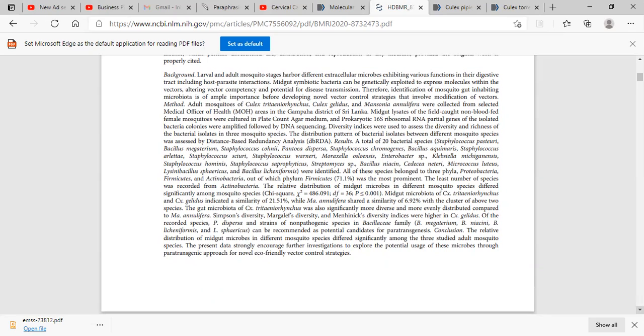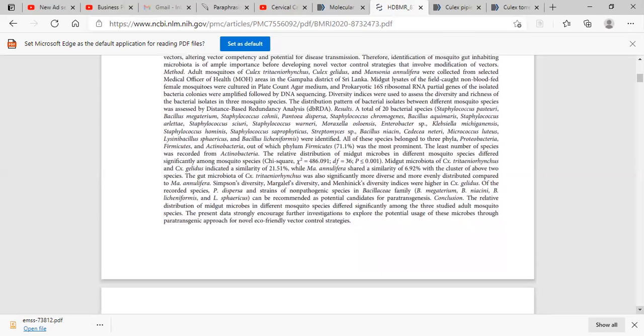The diversity indices were used to assess the diversity and richness of the bacterial isolates in the three mosquito species. The distribution pattern of the bacterial isolates between the different mosquito species was assessed by distance-based redundancy analysis. So what was the result of this?